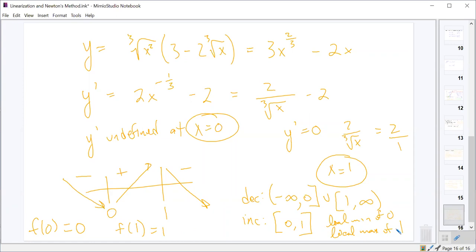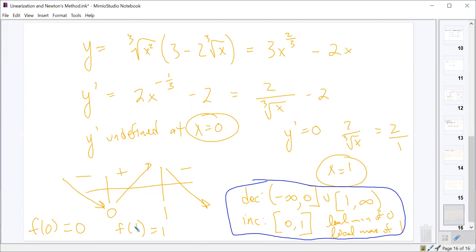And do you want us to like box our decreasing, increasing stuff, or will you find it? I mean, sure, boxing it would be great. Okay. Yeah. And if I asked you where these occur, you'd have to say the local min of 0 at x equals 0 and the local max of 1 at x equals 1.